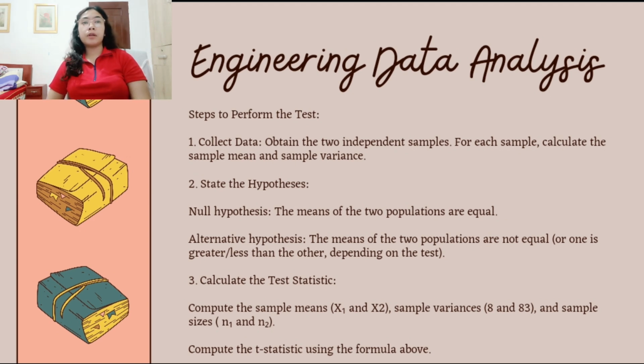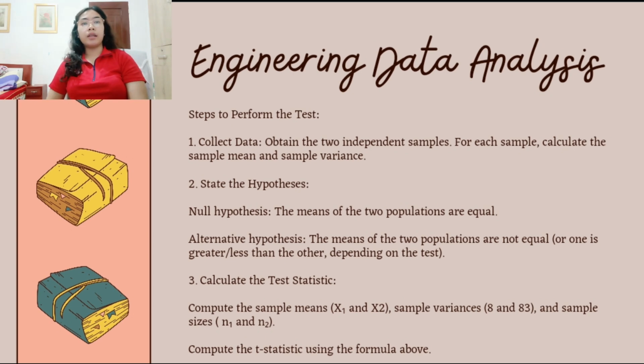Steps to perform the test. First is collect data. Obtain the two independent samples. For each sample, calculate the sample mean and sample variance. Second is state the hypothesis. Whether it's the null hypothesis, that the means of the two populations are equal, or the alternative hypothesis, that the means of the two populations are not equal, or one is greater or less than the other, depending on the test.